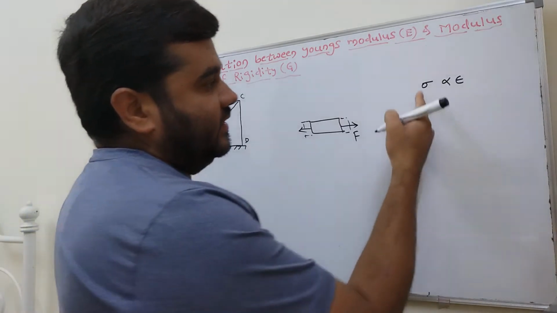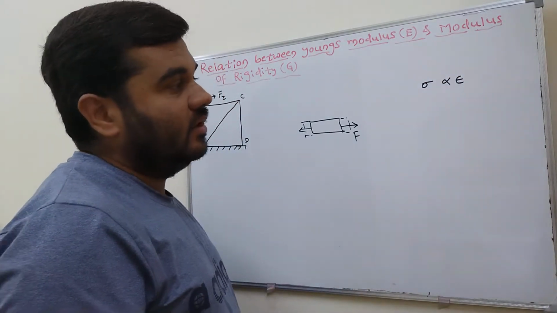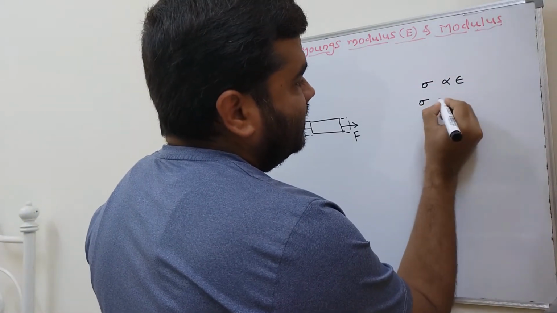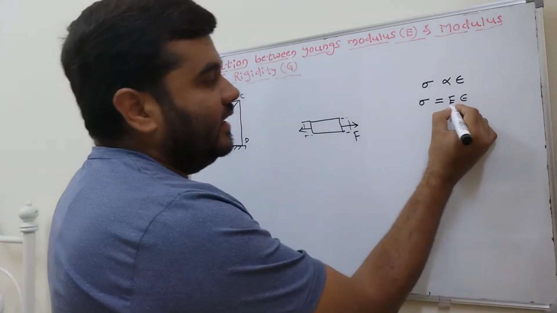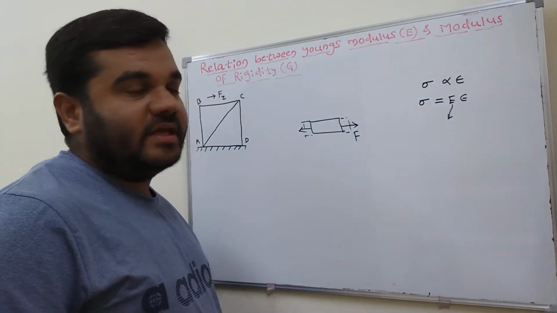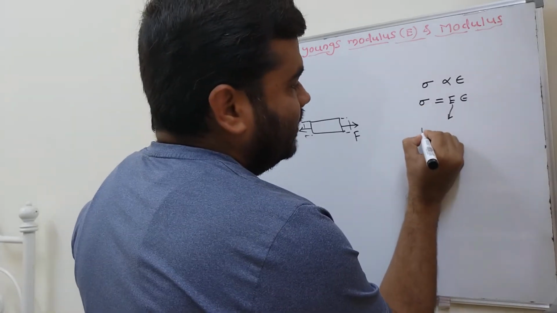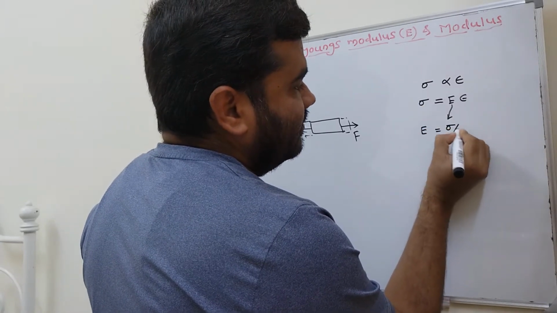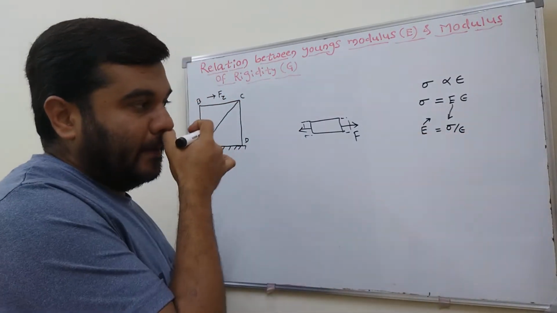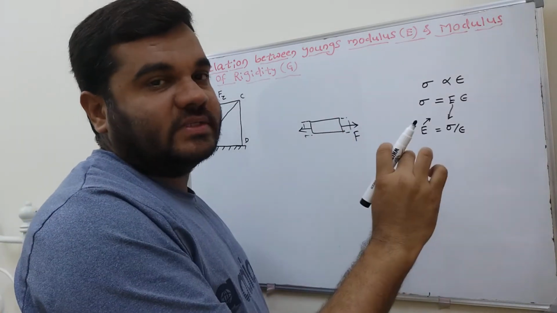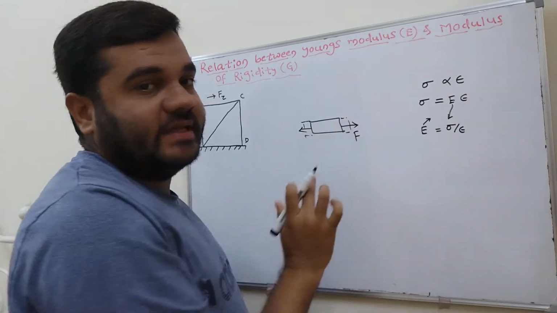This is stress, this is strain. As the stress goes on increasing, the strain goes on increasing here. So if you want to remove the proportionality, stress equals E into strain, where E is the Young's modulus or modulus of elasticity. So E, Young's modulus, equals stress by strain. This is how we get the Young's modulus. This is related to axial loads, tensile load or compression load. E is the constant in this case.